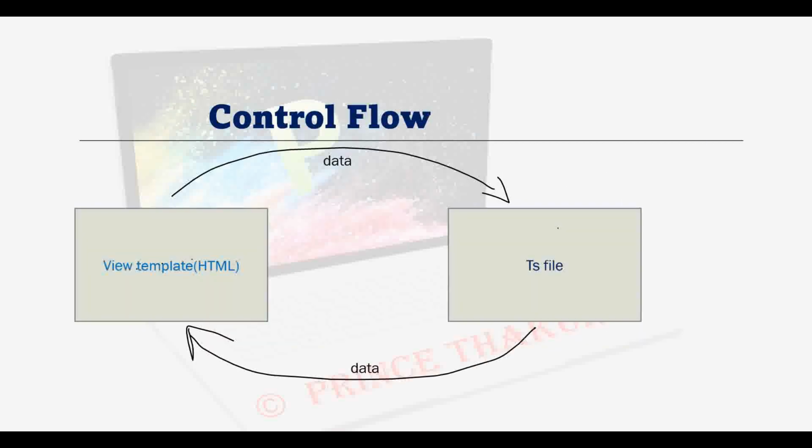The next point is the control flow of two-way data binding. Suppose this one is our HTML file and the other one is a TS file. When a user clicks on the HTML file, data will be generated from the HTML file and sent to the TS file, and after that we will use string interpolation in our HTML code to get that generated value from the TS file.